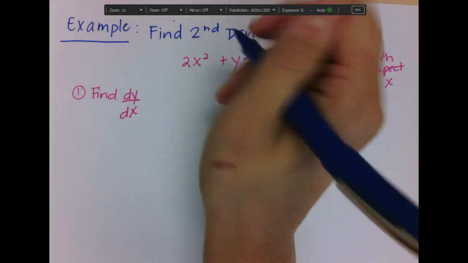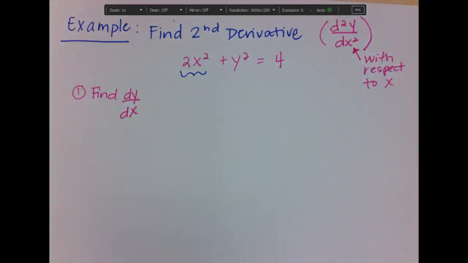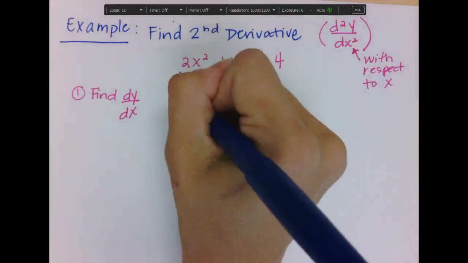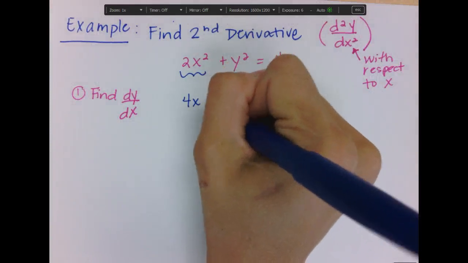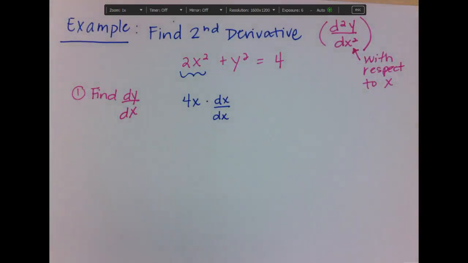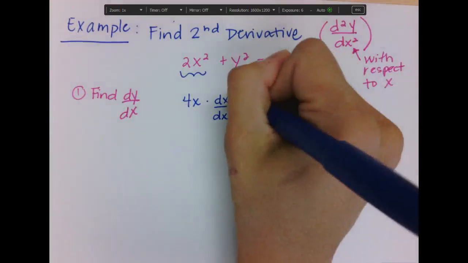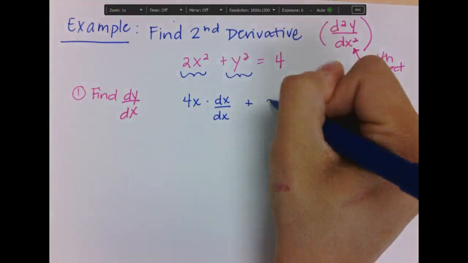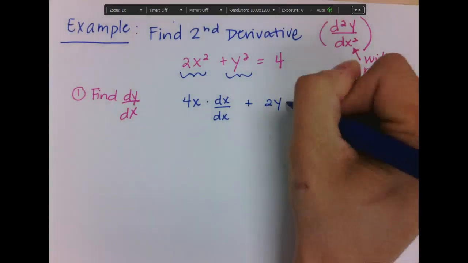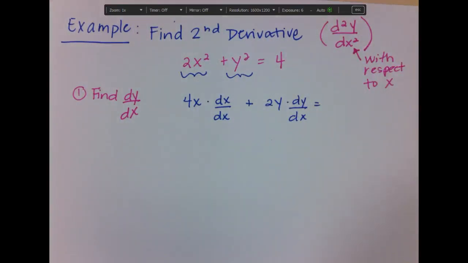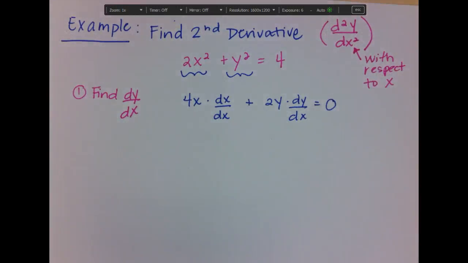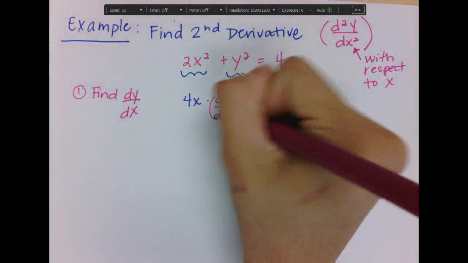Let's find the derivative of each term. 2x squared, use the power rule, which will be 4x. Use the notation showing which variable you took the derivative of and which variable you were taking the derivative with respect to. Do the second term. Derivative is 2y dy dx. And then finally we have a constant whose derivative is 0. dx over dx is just 1.